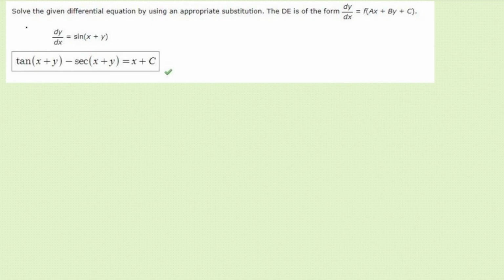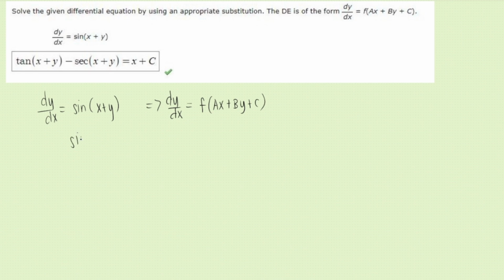So in this video, we're going to solve the given differential equation by using an appropriate substitution. Our differential equation is dy over dx equals sine of x plus y, which is of the form dy over dx equals any function f of ax plus by plus c.